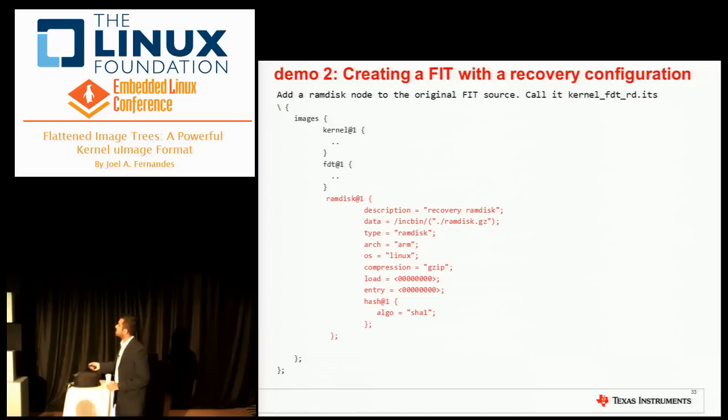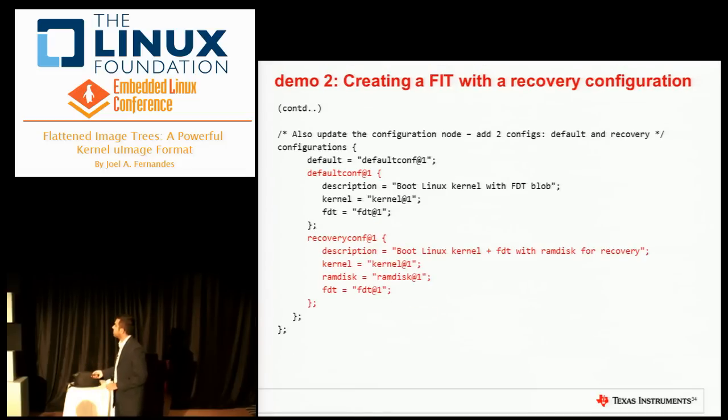So in the second demo, I'm going to introduce RAM disks. So now I added a RAM disk here, and I don't specify any load address. Just set it to zero so that U-Boot copies it wherever it likes. I just added one hash here for the RAM disk. And I created a new configuration in the second demo. This doesn't work. Okay. So yeah, too bright.